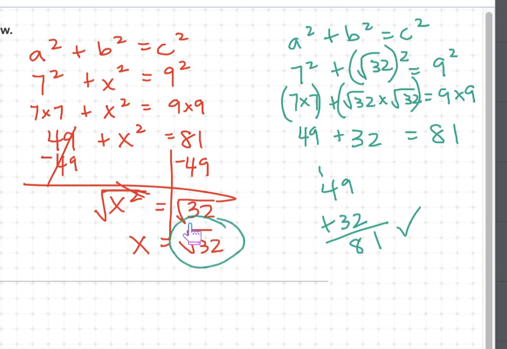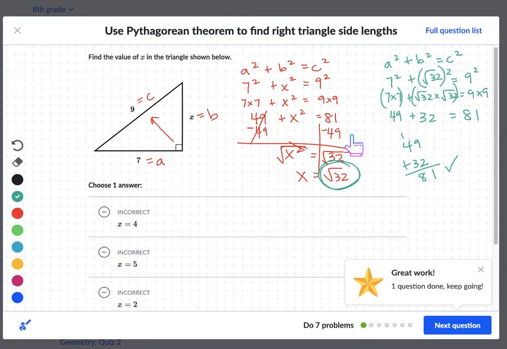Okay, so this answer may look weird, but it's because later on when you square it, it'll get you back to 32. And the only reason why we needed to keep it at square root of 32 is so that it can work in that formula later on.